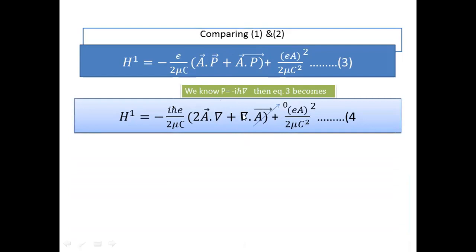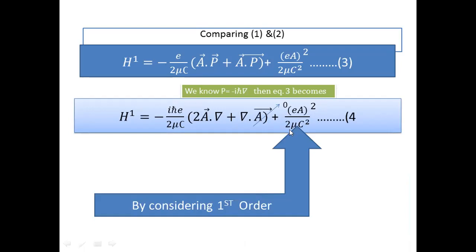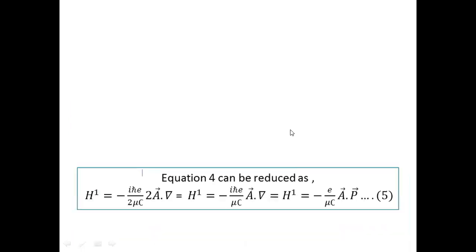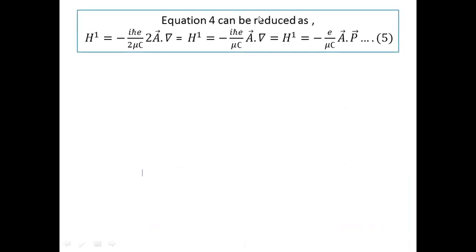From here, we can clearly show that from the Gauss divergence theorem, del dot A should be 0. Then, considering the first order approximation, we can neglect this term, and equation 4 becomes this. H1 equals minus i h-cut e by twice mu c, 2 A dot del, the 2 is cancelled, and finally we get this expression, where P is minus i h-cut del. This is the momentum operator. Let's say this is equation 5.